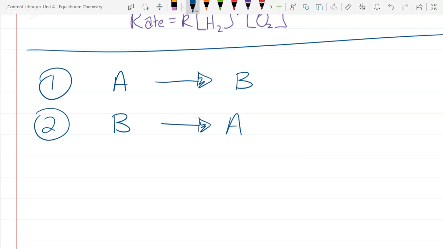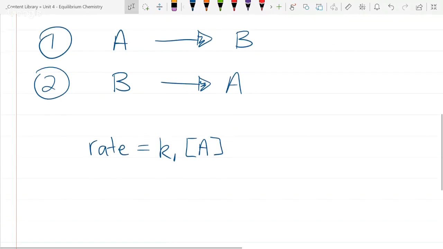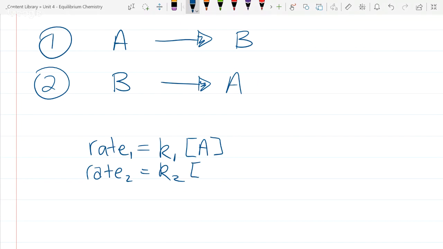Does that make sense? Now, if this is true, then we could say this. The rate of the first reaction would just be, I'm going to call it K1 times the concentration of A. The more A we have, the faster this reaction will go. The second reaction will have some different constant K2, and it depends on the concentration of B. I'm not even going to worry about the exponents right now, though I could put an M there and an N there.